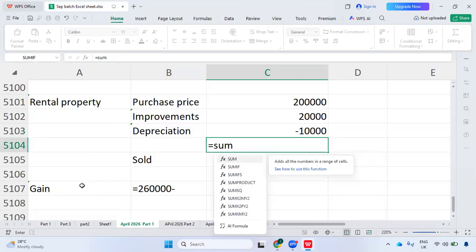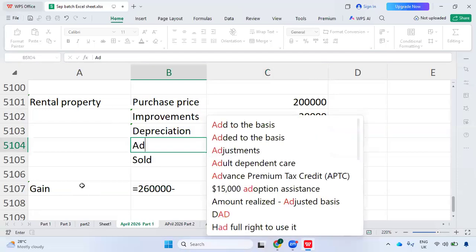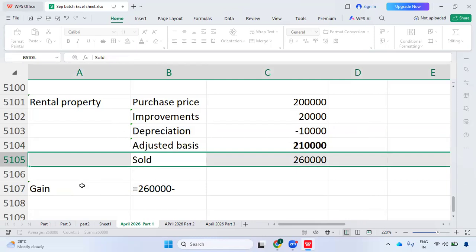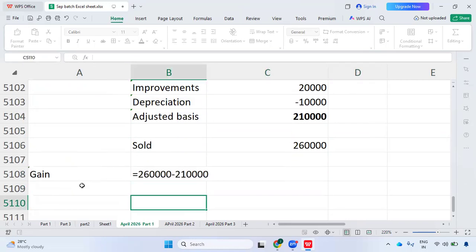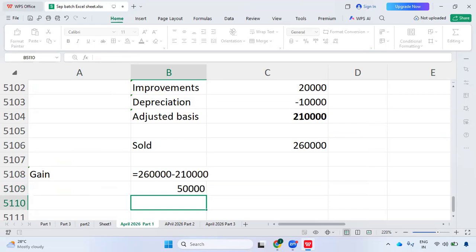So the resulting adjusted basis is around 210,000. So the gain will be 260 minus 210, which is $50,000, which is the gain. If it is more than 1 year, more than 365 days, then it is long-term capital gain. If it is less than 1 year, then short-term capital gain.